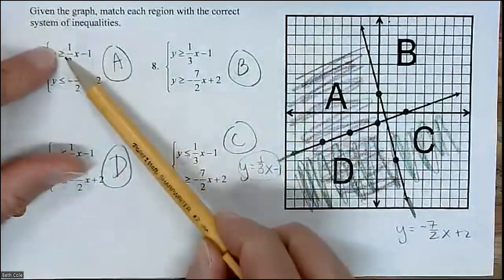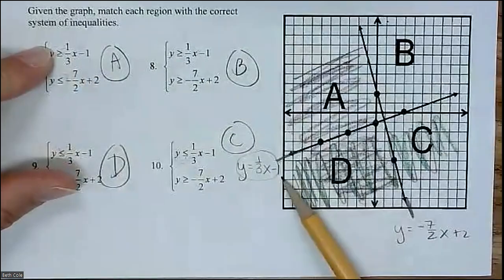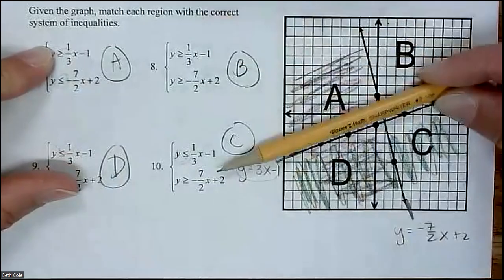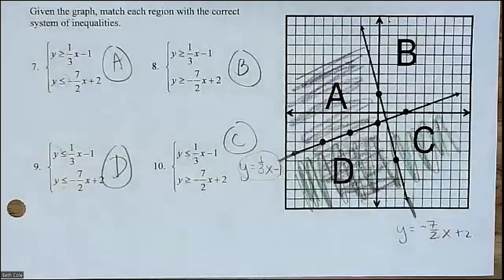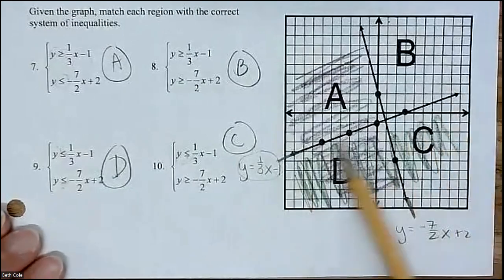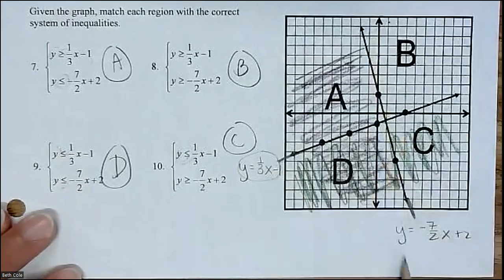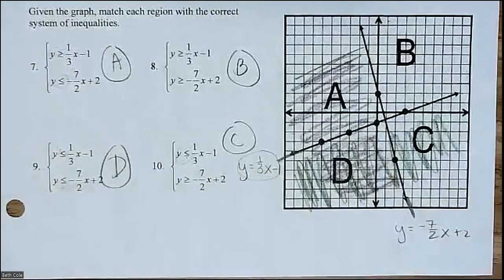So like when this says greater than or equal to this 1/3 x minus 1, that's this line. Greater than would be this side. Less than would be this side. Above which one? This one? Yeah, that's why I labeled them. So this one right here is the 1/3 x minus 1, and this steeper one is the -7/2 x plus 2. So that's why I labeled which one was which.